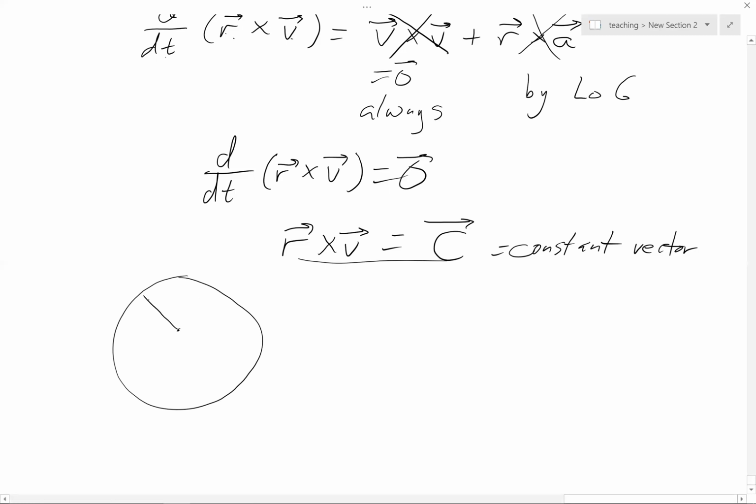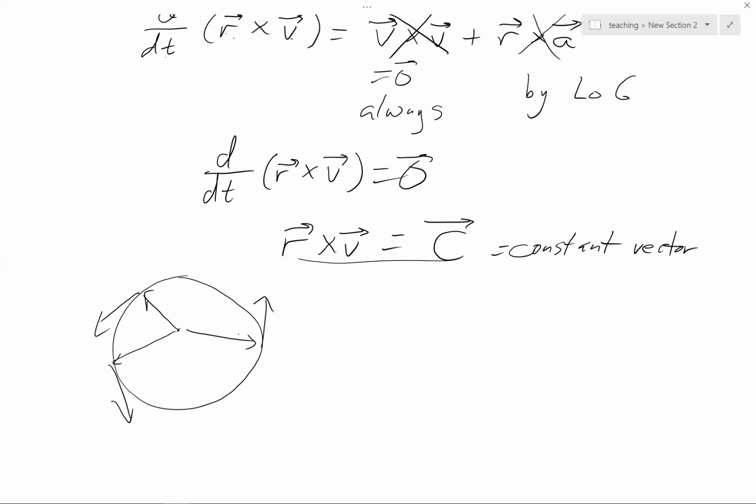So you've got your R and your V there. Or over here you've got, say, R and then V. Or over here you've got R and then V. So R and V are definitely changing as this is going on. But it's saying if you take their cross product, it's always the same. Well, what do we know about the direction of the cross product? It's perpendicular to the vectors that we started with, right?